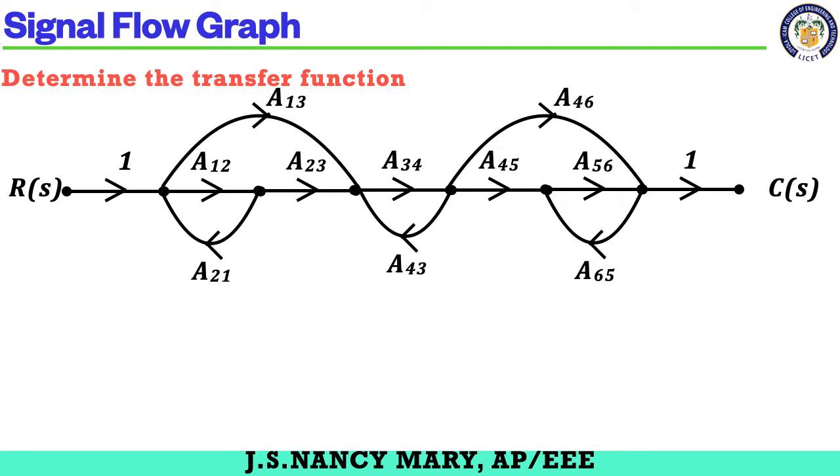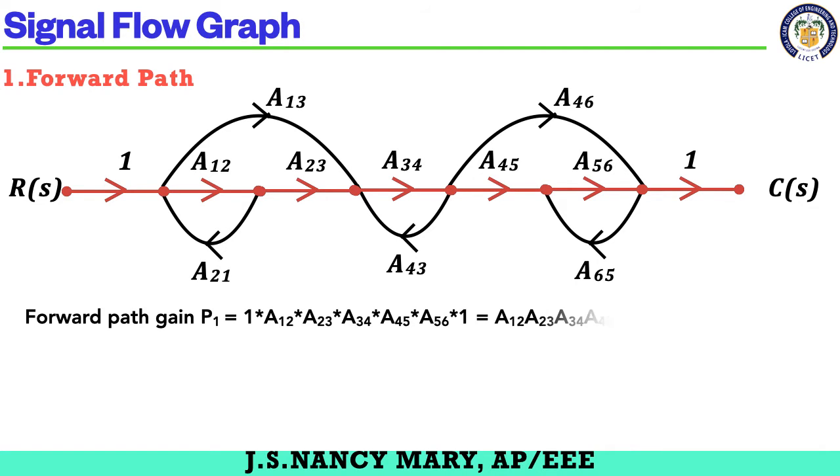Hello students, in this session we will see the signal flow graph problems. So this is the given problem. First step, you know very well, we need to find out the forward path. The first forward path is this one. So P1 equal to A12, A23, A34, A45 and A56.